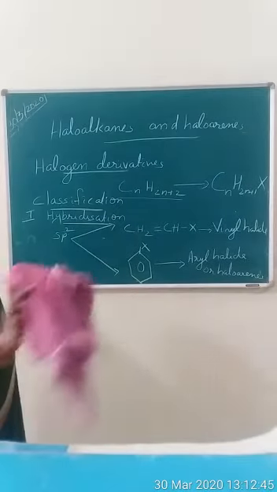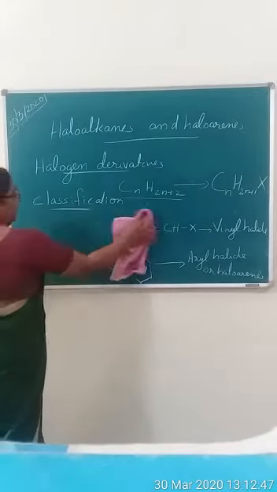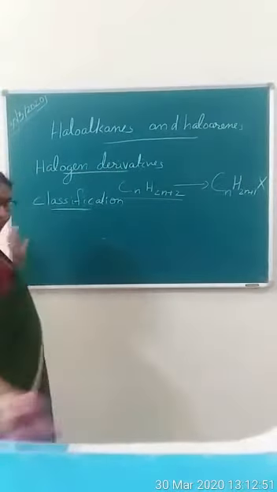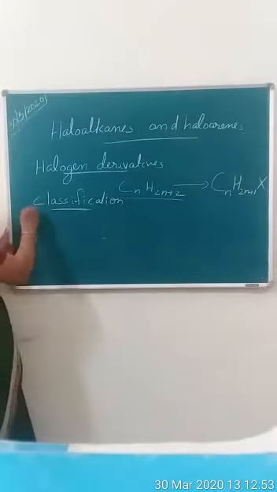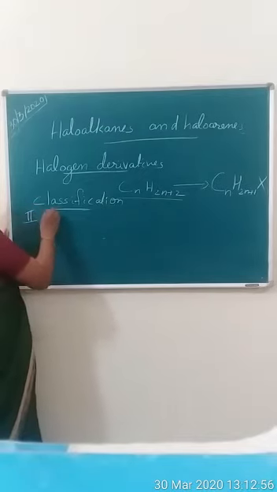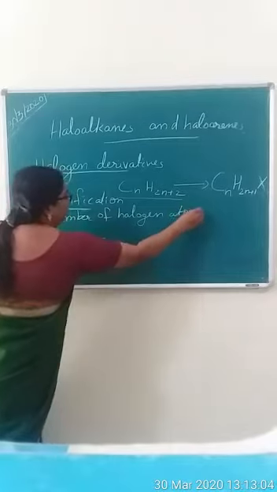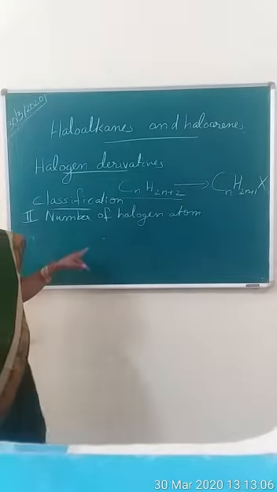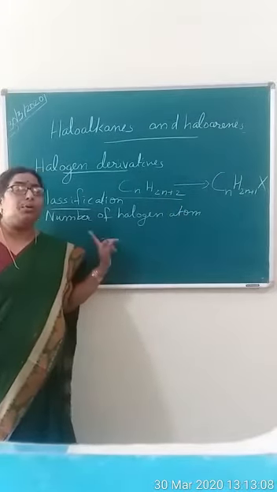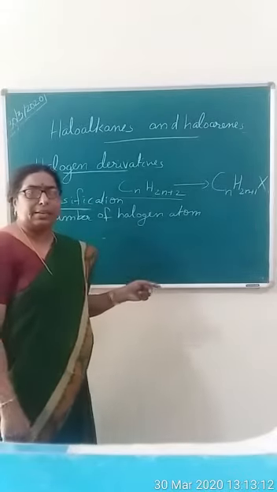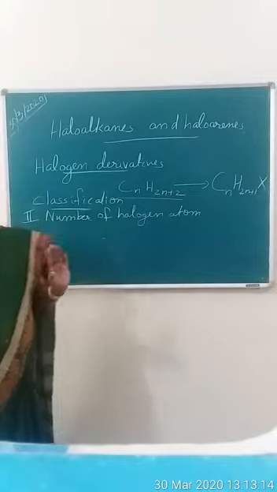Second type of classification we can consider on the basis of number of halogen atoms. On the basis of number of halogen atoms present, halogen derivatives can be classified into three: monohalogen derivative, dihalogen derivative and polyhalogen derivative.